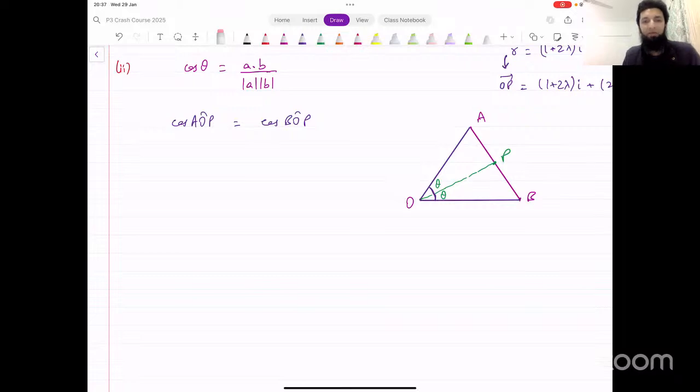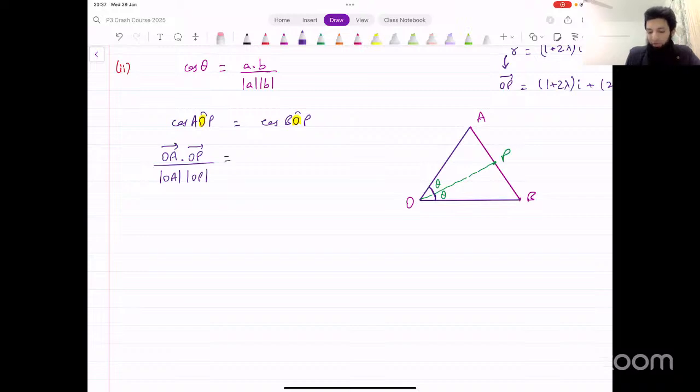Now, how can we find cos of AOP and cos of BOP? At what point is the angle? Angle is at the point O. That means the vectors that you use should either both start from O or both end at O, right? That's the condition. If we use vectors that both start at O, we can say for the first one, in the numerator, we would have the dot product of OA and OP, and in the denominator, we would have their magnitudes, OA and OP.